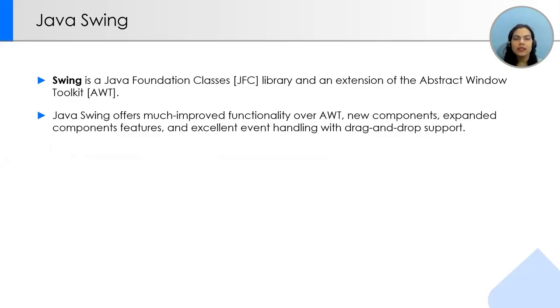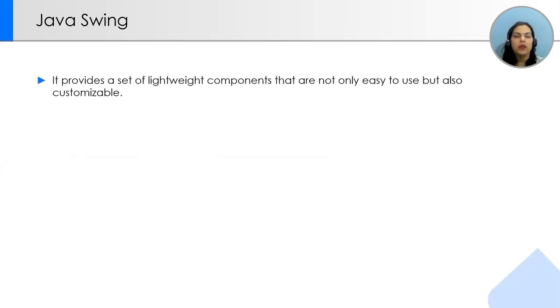So in short, we can create GUI based applications or operating system based applications with the help of AWT as well as Java Swing classes or libraries. But Java Swing libraries and classes provide improved functionality as compared to AWT. New components, expanded component features, and excellent event handling with drag and drop support are there in Java Swing, which is not present in Java AWT.